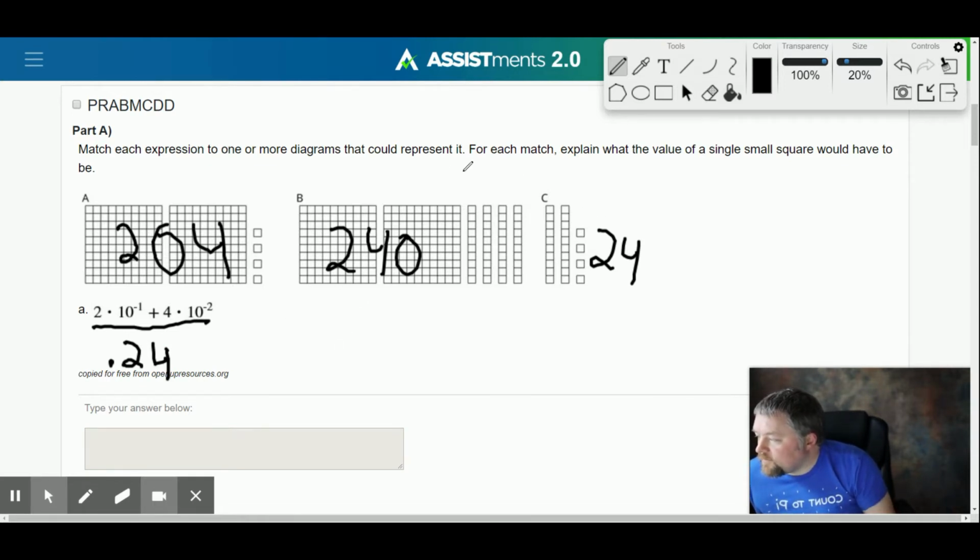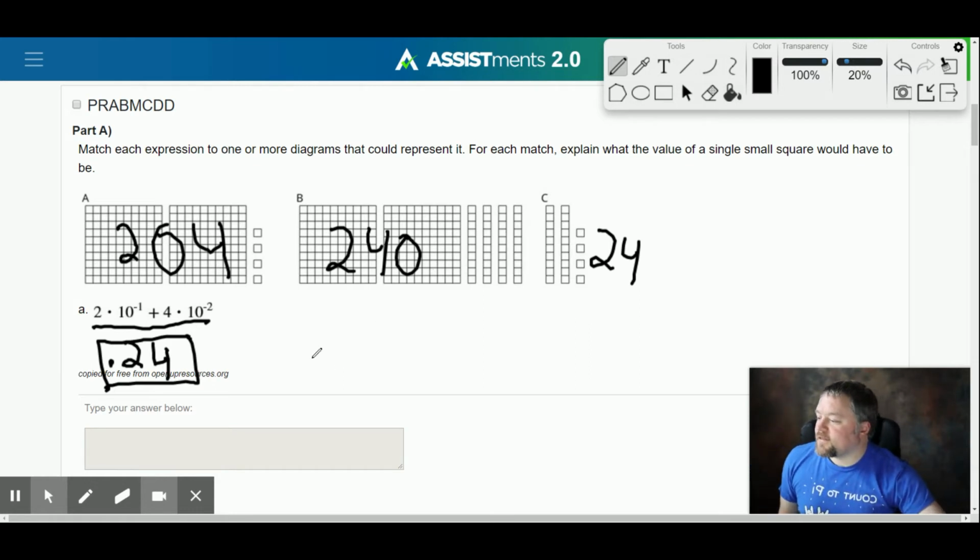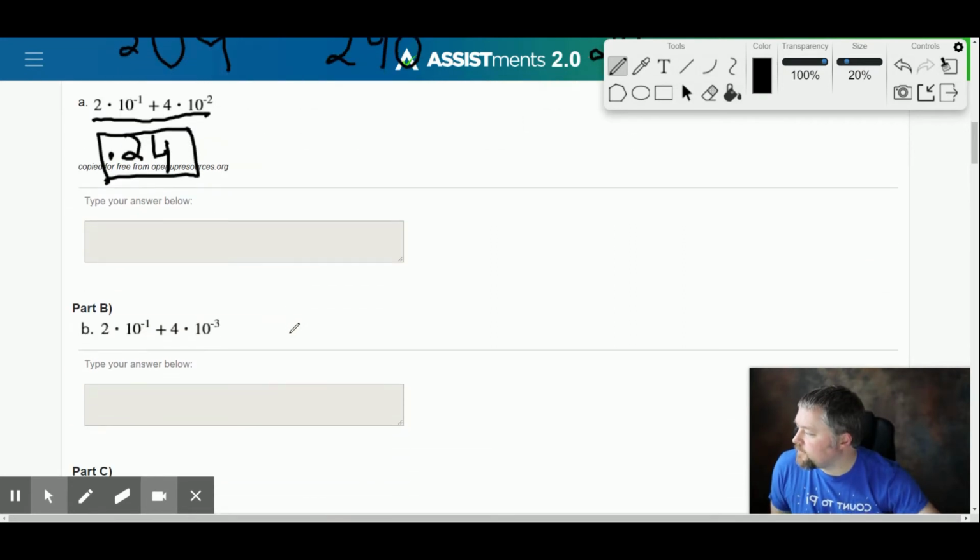Now, which one of these, A, B, or C, is best represented by 0.24? Well, that could actually be B or C. If you think about the number 0.24, that's the same as 240 or 24, but just with the decimal place moved over a few spots. A lot of what we're going to be seeing in these is decimal places moved around by a few spots.